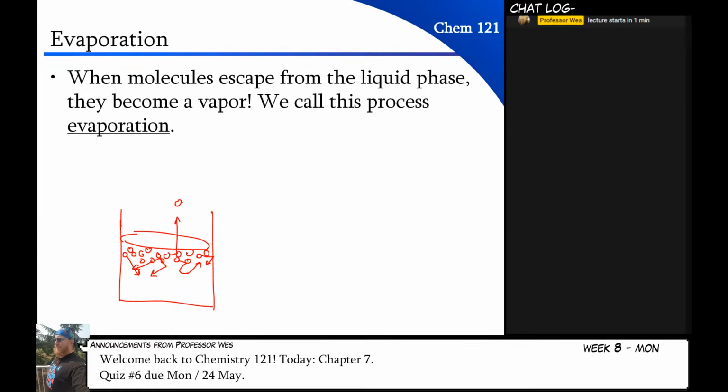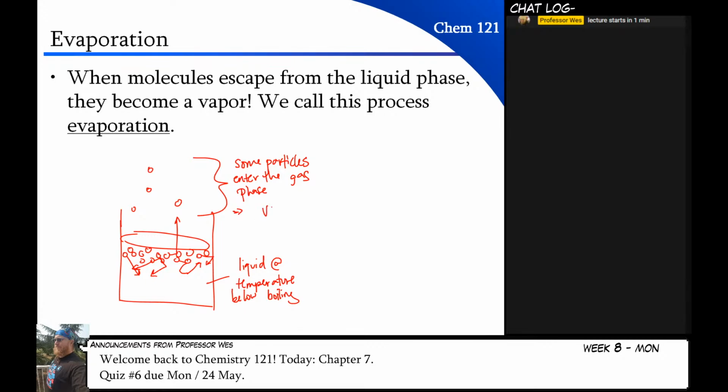So if a molecule is moving fast enough, it can break free of the attractions that are holding it to other liquid molecules and enter the gas phase, even though the temperature would dictate that the substance should be a liquid. So we'll say liquid at temperature below boiling. So some particles enter the gas phase. And we call this a vapor.